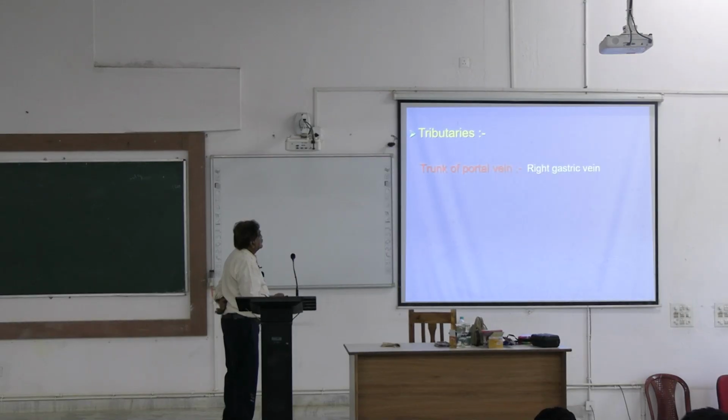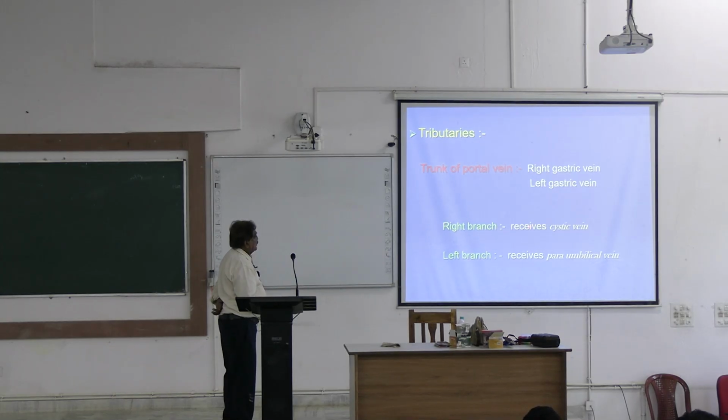Tributaries of the trunk of the portal vein: right gastric vein, left gastric vein. The right branch receives the cystic vein, and the left branch receives the paraumbilical vein.